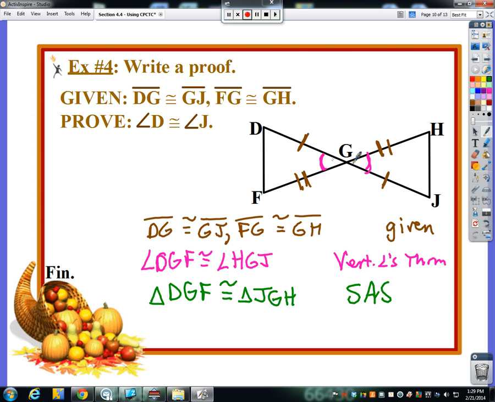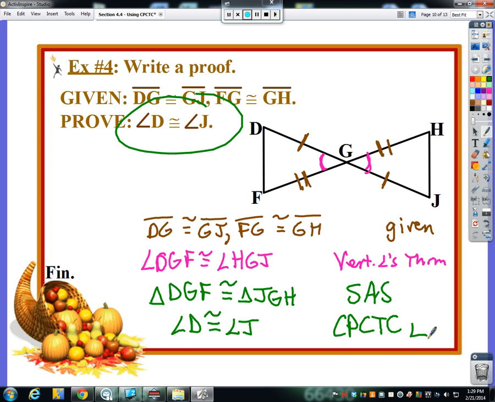Now that I know these two triangles truly are the same size, what else do I know is now congruent about them? This. Angle D is now congruent to angle J because of the CPCTC. And we're done. So that's all we're going to cover in this video.